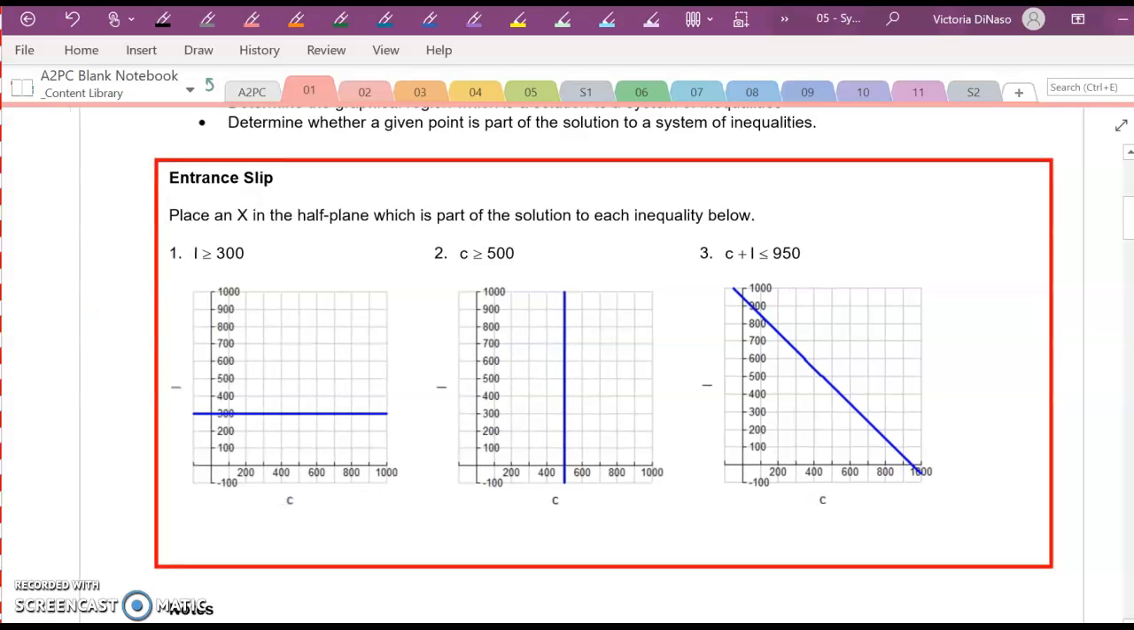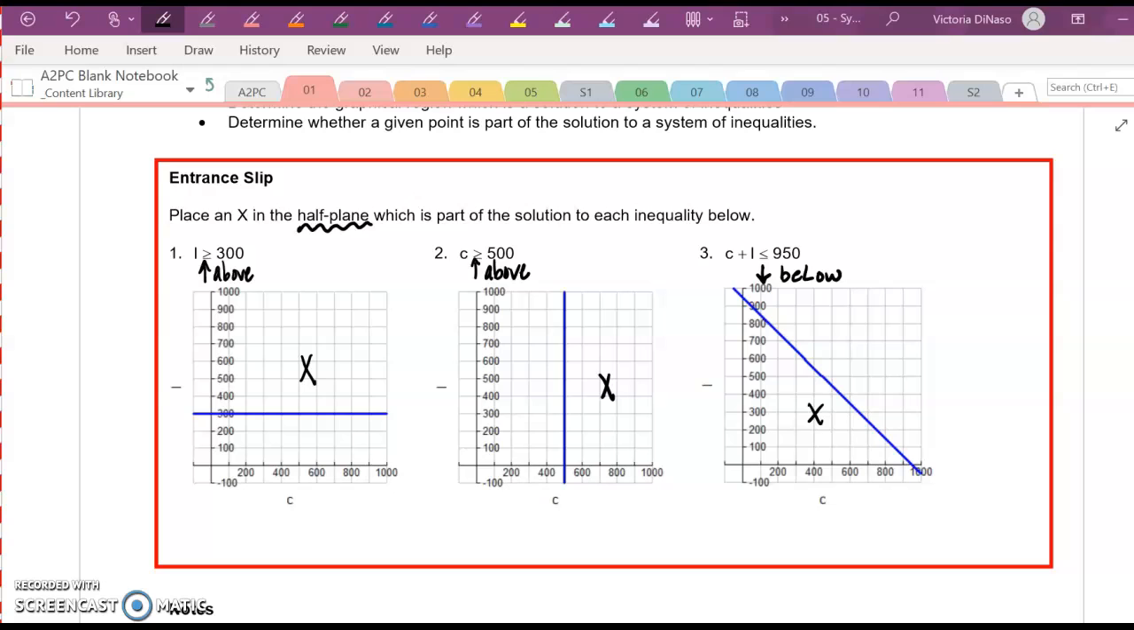You're going to place an X in the half planes. That was our vocab word from section 3, half plane, which is part of the solution to each inequality. So go ahead and pause the video and figure out which region you are going to put an X in.